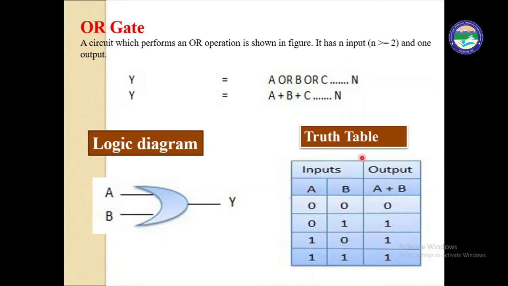Again, we'll write the truth table for the OR gate. We have two inputs, so the possible combinations of the inputs will be 4, and this is the output. We have only one output for the OR gate. If both the inputs are 0, we will have output 0. If one input is 0 and another is 1, we'll get the output 1. Similarly, if one input is 1 and another is 0, we'll have the output 1. And if both the inputs are 1, the output will be 1. So this is the truth table for the OR gate.